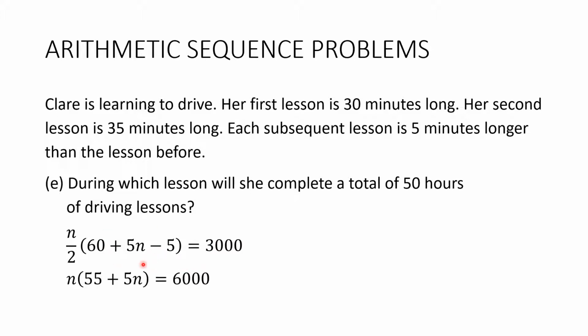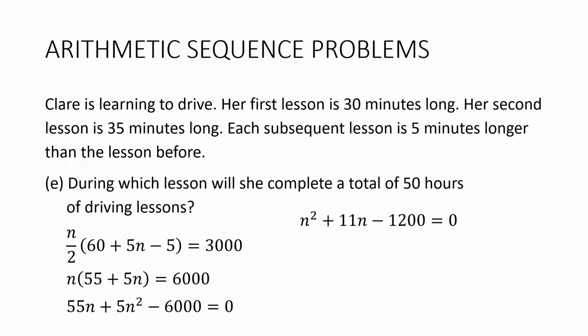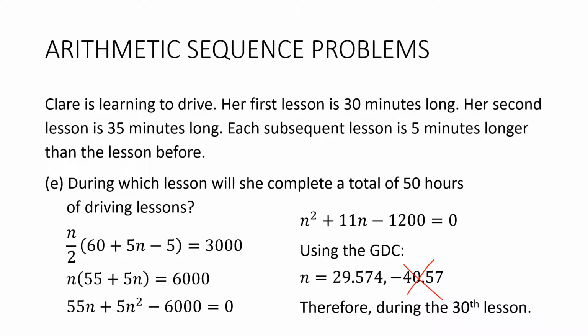Okay, so taking the 2 over here and tidying this up in here, I get this. Expanding and then taking the 6,000 over here, I get a quadratic. And let's tidy up a little bit more, divide everything by 5. Okay, probably going to need to use the graphics display calculator to solve this because otherwise you'd need the quadratic formula, which you would need the calculator for anyway. So put it into the polynomial solver and we get N is either equal to 29.5 or negative 40. The negative 40 is a stupid answer, so we can disregard it. And let's think about this. It's after the 29th lesson, it's during the 30th lesson that she will complete 50 hours. So there's our answer.